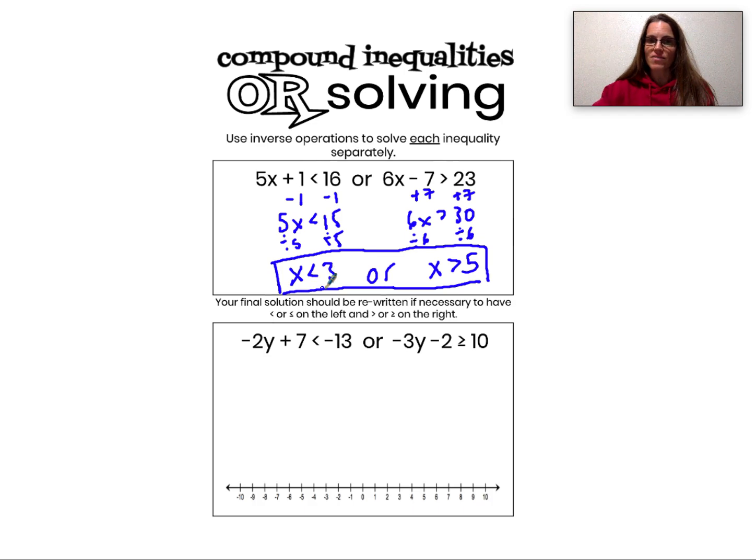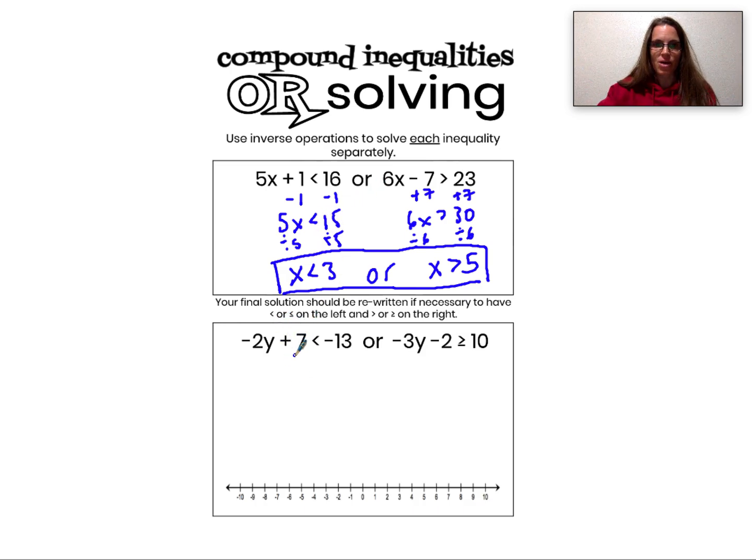If I think about graphing this, I would have an open dot at 3 and an arrow to the left, an open dot at 5 and an arrow to the right. So I want my solution to be written to match that graph. Less than statement on the left, greater than statement on the right. Sometimes you'll have to rewrite the two in order to make that be the case. That's going to happen here.